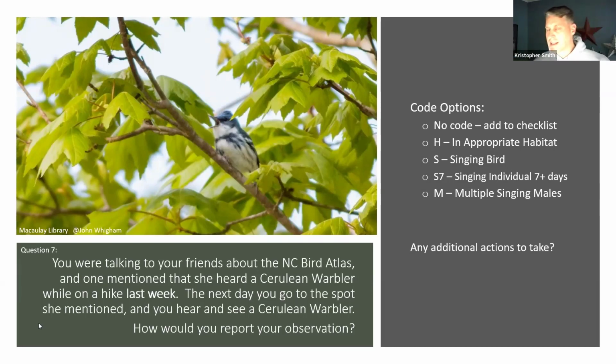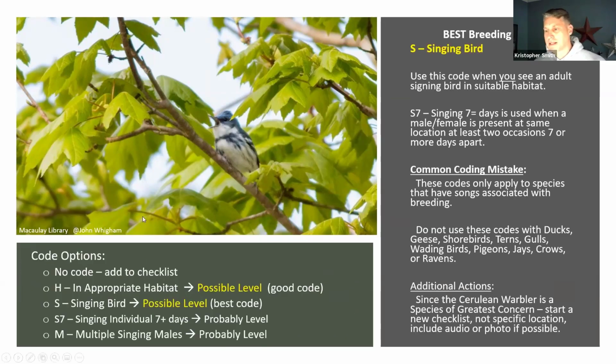Okay. So 74% of you said singing bird, and that is going to be our best option. So you could possibly use H, inappropriate habitat. That is a good code. The best code to use is going to be the S as a singing bird. That is going to be a possible code level code. You want to use this code when you see an adult singing in suitable habitat.